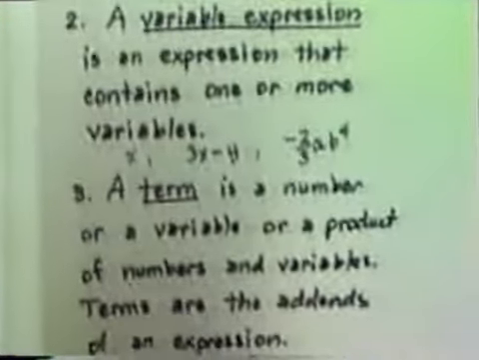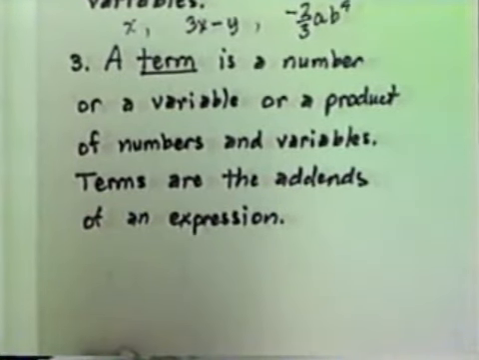Our third definition is term. A term is a number or a variable or a product of numbers and variables. Terms are the add-ins of an expression.